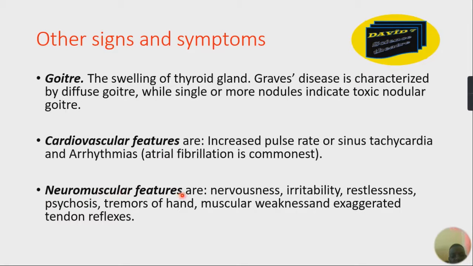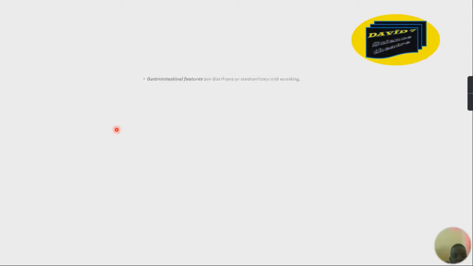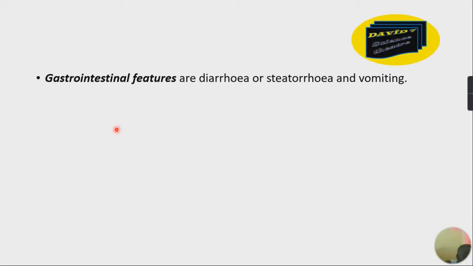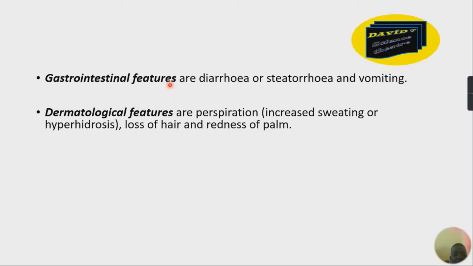There are neuromuscular features, for example, nervousness, irritability, restlessness, psychosis, tremors of the hand, muscular weakness, and exaggerated tendon reflexes. All these are neuromuscular features you'll find in Graves' disease. Let's continue. There are others. Gastrointestinal features are diarrhea, steatorrhea, and vomiting. All three are gastrointestinal features of Graves' disease.